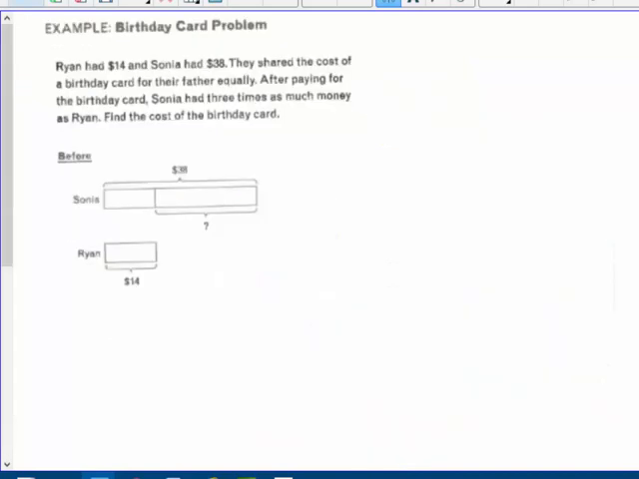The birthday card problem. Ryan had $14 and Sonia had $38. They shared the cost of a birthday card for their father equally. After paying for that birthday card, Sonia had 3 times as much money as Ryan. Find the cost of the birthday card.